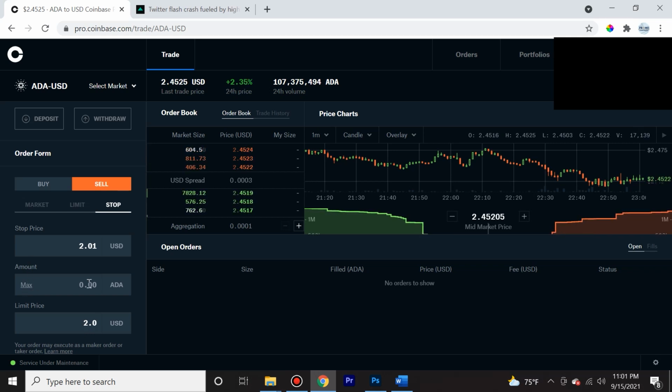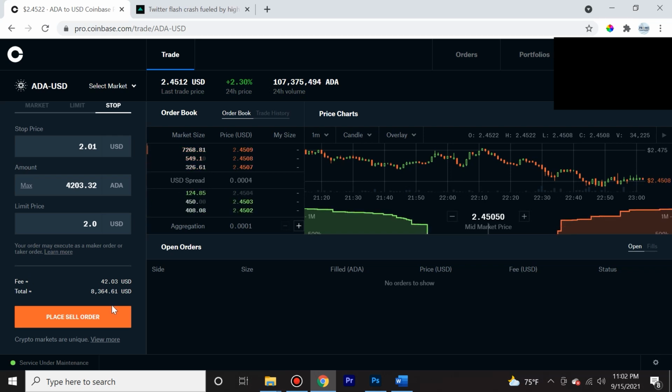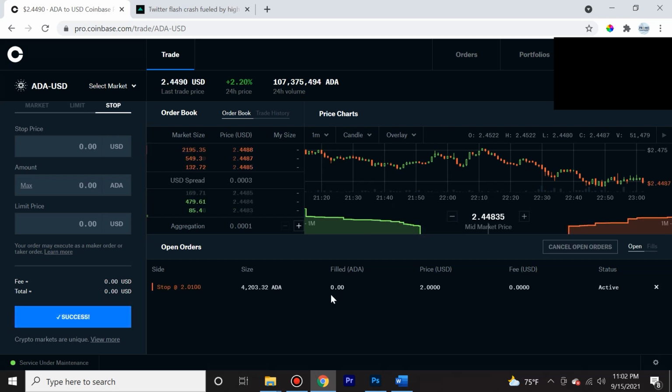And so for amount, you can specify however much ADA you have. So if I click maximum, I have 4,203 ADA in my account. And then I could simply go to place sell order. And right here, it shows you the fee. Now, Coinbase Pro does have a little bit higher fees than some of the other exchanges, but I still highly recommend it because for me, it's been extremely reliable. And I personally consider it a very, very safe place to hold my crypto. So I go to place order.